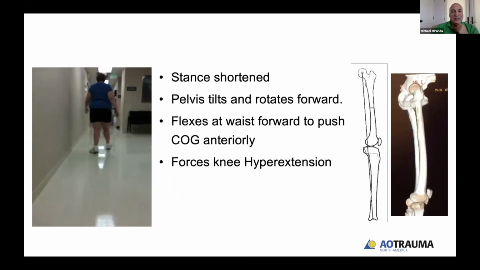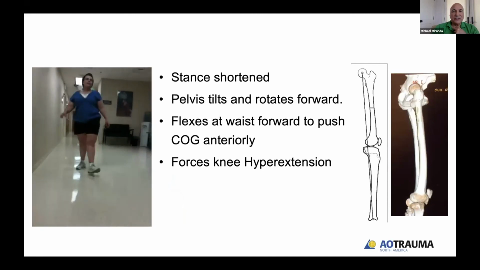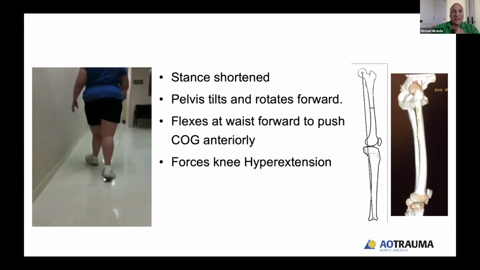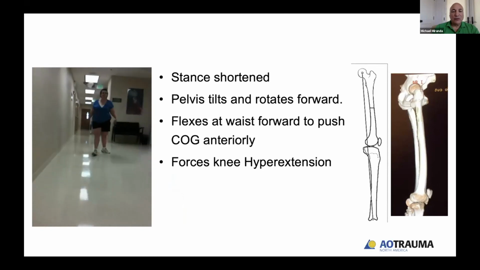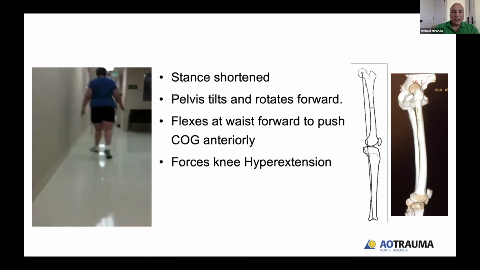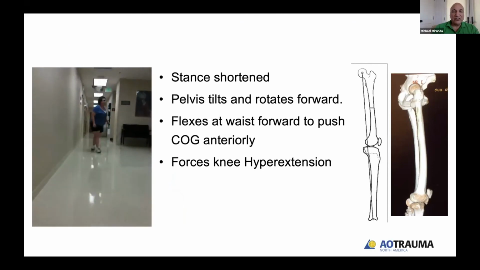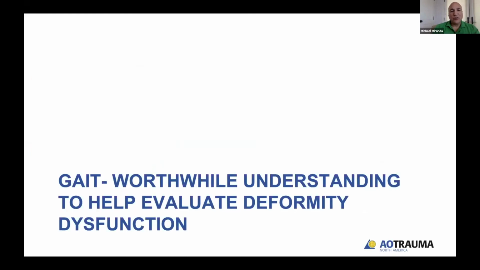Now this is her gait. You can see that she has a shortened stance phase. She has pelvic tilt and she rotates forward. She flexes at the waist to push forward to get her center of gravity anteriorly. And the result of that is she gets a forced knee hyperextension. So it's a very confusing exam, but if you become familiar with the pattern, you can pick this up. So it's worthwhile understanding what's going on with the patient's gait in order to evaluate how the deformity is creating dysfunction, and then how you can resolve that dysfunction by correcting the deformity.